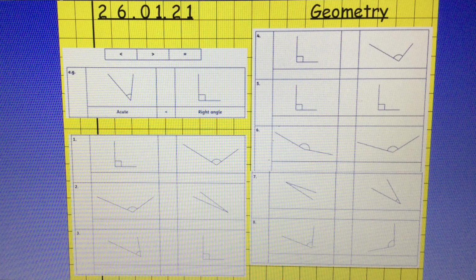So remember, with our more than and less than symbols, imagine them like crocodiles and that they are greedy. They're always going to eat the larger number, the larger fraction, or the larger angle. Pause the video now and decide whether the angles are more than, less than, or equal to another.